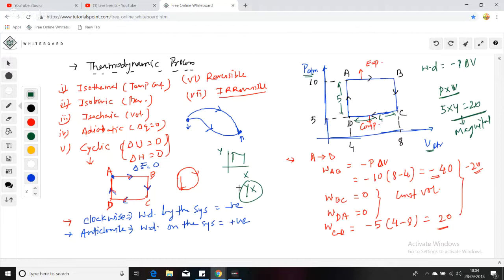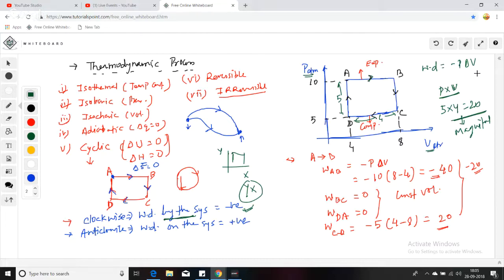For that, what I told you is, if it is clockwise, see the arrow I have given you, it means it is clockwise. Clockwise means work done by the system. Work done by the system means it is negative. So the answer will be minus 20. Did you get this? Right? Okay. So if a pressure-volume graph is given, then you can find this easily and directly by calculating the area.